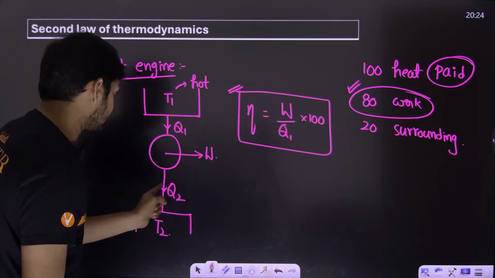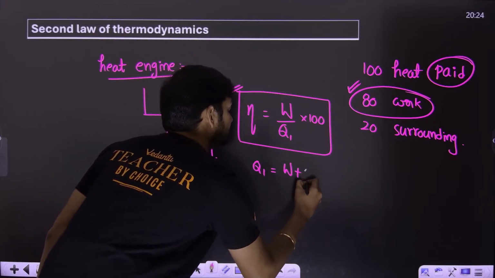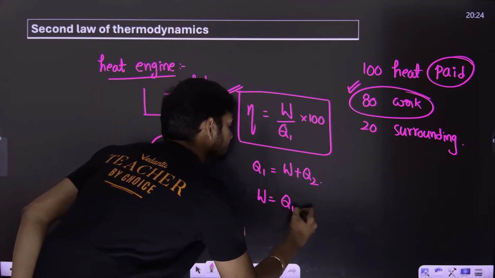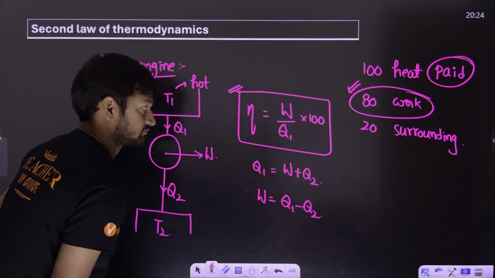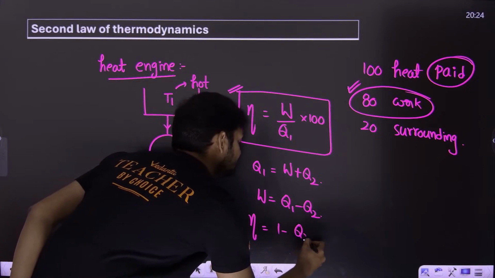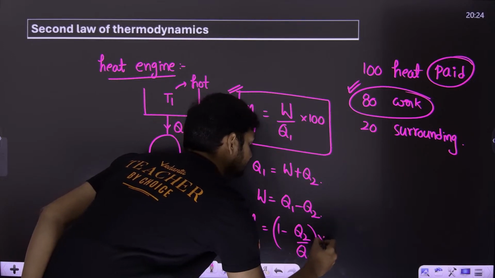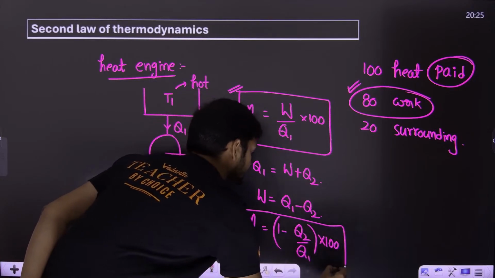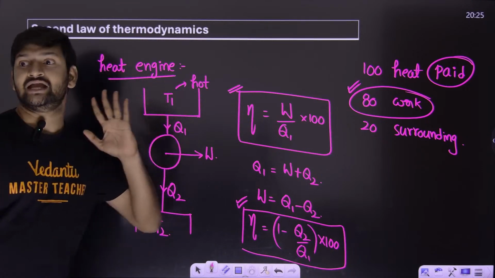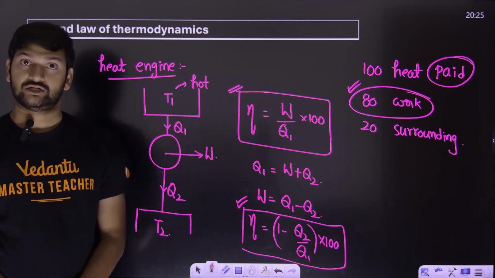Now look, from conservation of energy, Q1 is equal to W plus Q2, right? So from here W is Q1 minus Q2. So put it over here. Then the efficiency is 1 minus Q2 by Q1, where Q2 is the heat rejected to the surroundings or sink. Q1 is the heat supplied. So this is what you need to know about a heat engine, right?